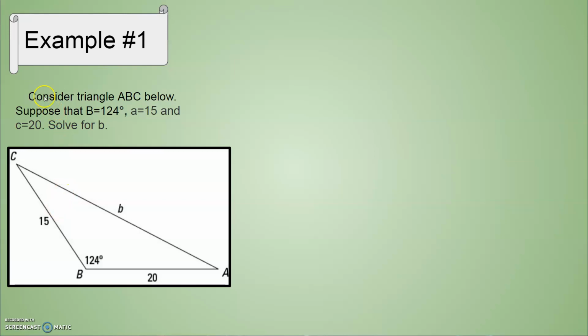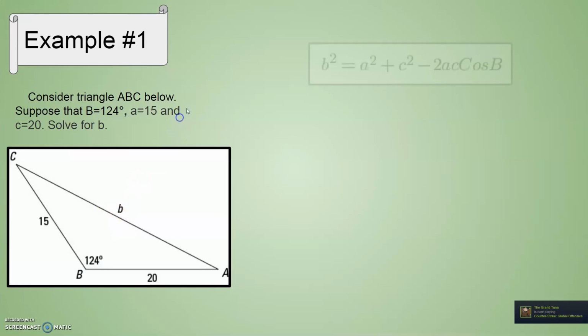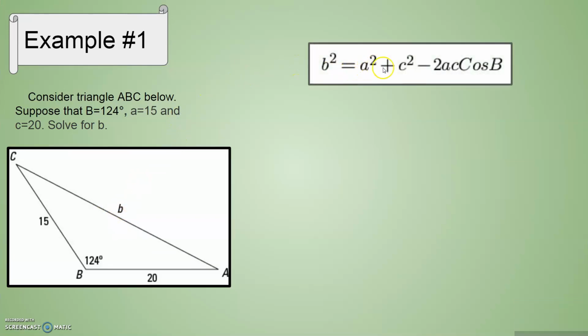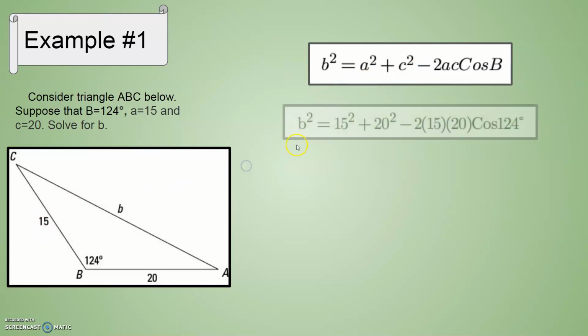For example 1, we have considered the triangle ABC below. Suppose that b equals 124 degrees, a equals 15, and c equals 20 to solve for b. To find b, we use the equation b squared equals a squared plus c squared minus 2ac cosine b. Next, we substitute in what we know. So we know that a is 15, c is 20, and cosine b is cosine 124.